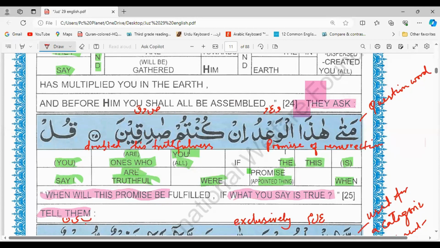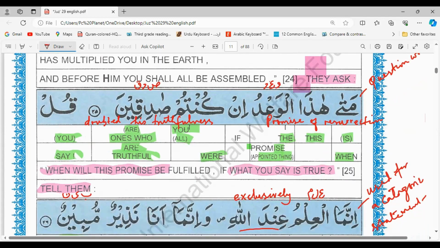In kuntum means if you are, the plural form. Sadiqin, truthful. If you are truthful, means they are showing their doubts on the truthfulness of Prophet Muhammad sallallahu alaihi wasallam, and they are demanding from him that if you are really true in your words, then you have to tell us the time when this thing will happen, meaning the resurrection or the day of the last hour, the end day of this world or universe. So anything can be taken from this word, wa'd. The next ayat, again a very short one. Sad, dal, qaf is the root for sadiqin.